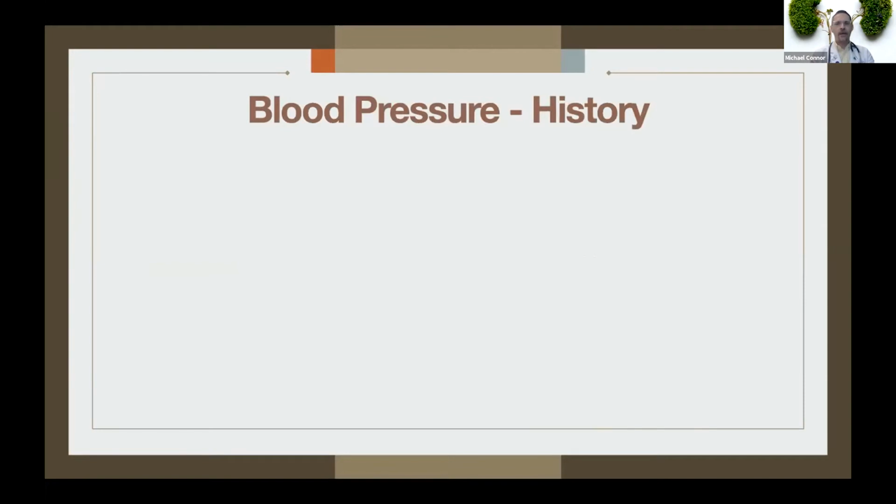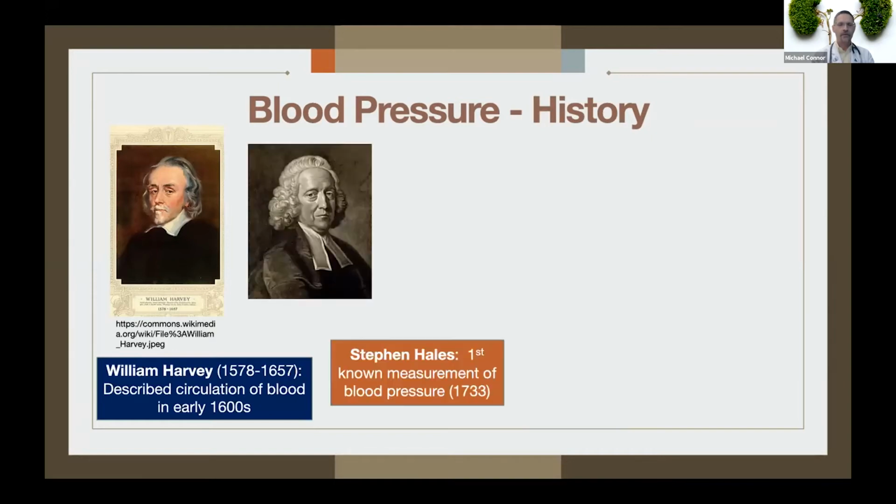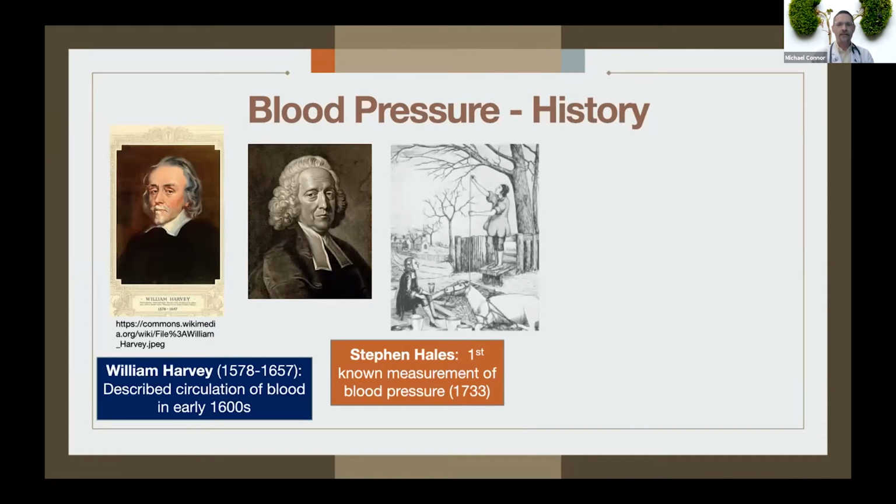So let's first talk about blood pressure. We're going to spend the first third or half of this talk talking about blood pressure. So what's the history of blood pressure? William Harvey in the late 1500s, early 1600s described circulation of blood. He was the first to describe that. Then Stephen Hales in the 1700s made the first known measurement of blood pressure, and he did this by taking a horse and inserting a large glass tube into the jugular artery, and then measuring how high the column of blood came up.